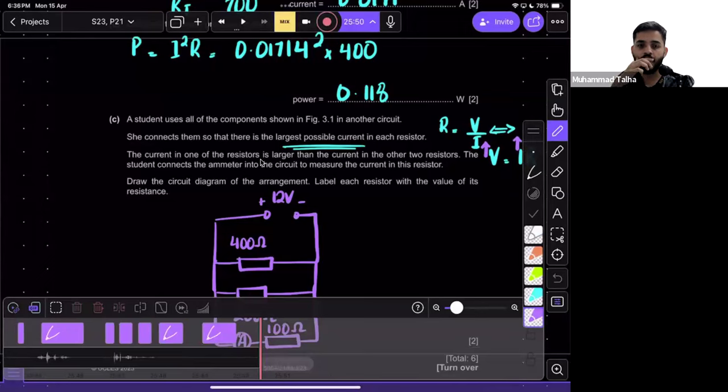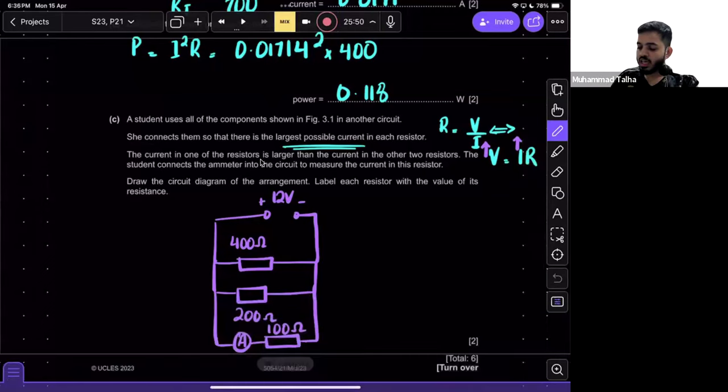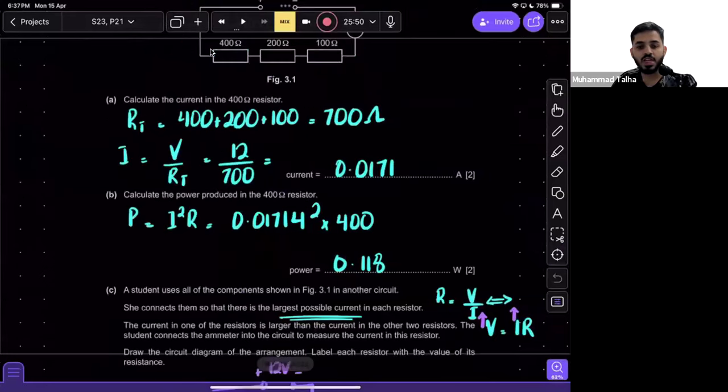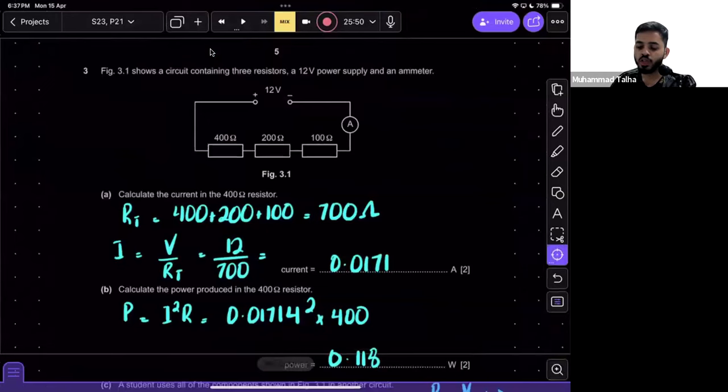Because that's what happens in parallel, right? If they want the current to be larger, this means that, all right, look here. Think of it this way. Previously, the current was flowing through all of this. And when the current flows through all of them, it has to go through this resistance and this resistance and this resistance. So it faces the combined resistance of 700 ohms.